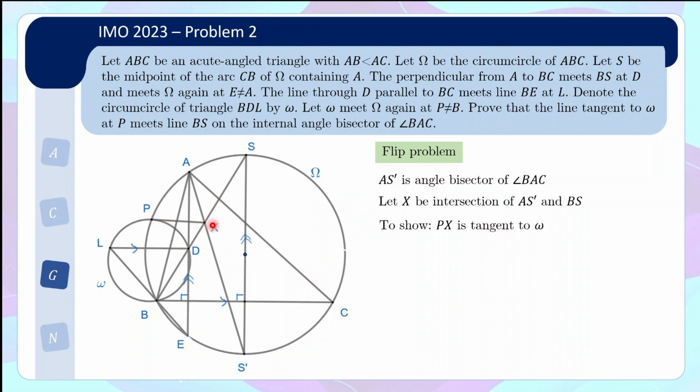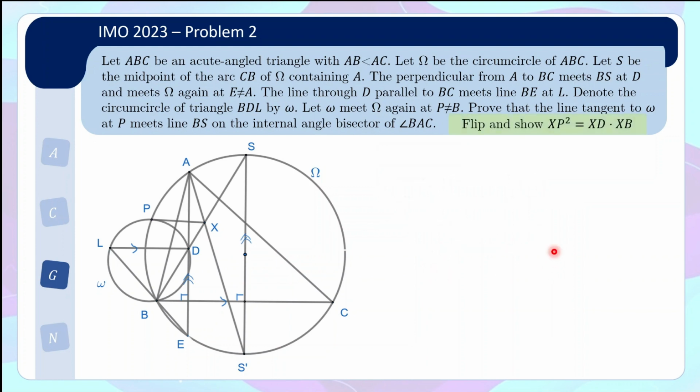tangent to omega. You might say that proving that PX is tangent is again quite a difficult problem, but I can convert this condition to the power of a point condition. So I need to show that XP squared equals XD times XB. So this is about length, it is much more tractable. So I placed this here as a reminder that we have flipped the problem and we need to show this.